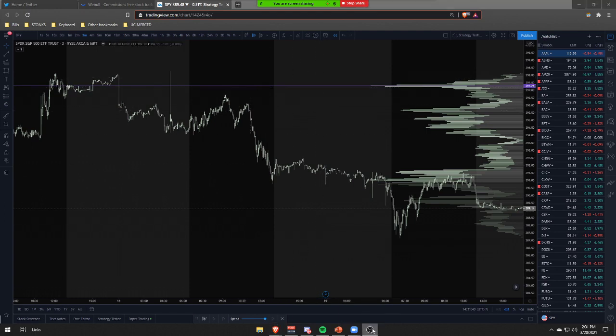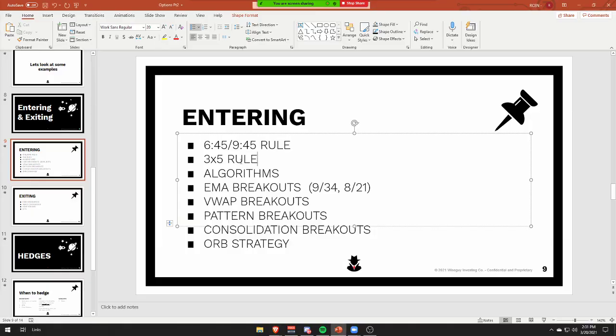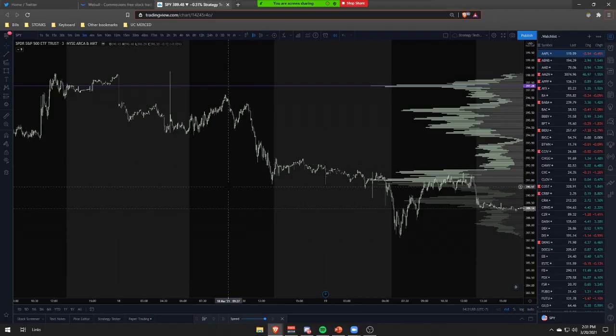So that is the 6:45, 9:45. We're going to go over the 3x5 rule. So the 3x5 rule is basically a 15-minute rule. So it works the same, right? So instead of not trading this area, I'm going to show you how to use the 6:45 rule and combine these two, the 3x5 rule.